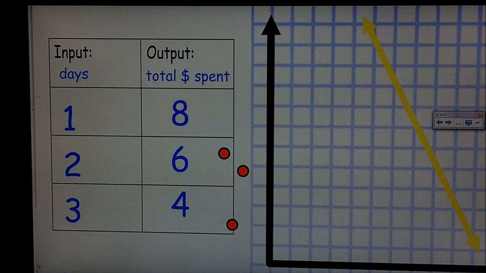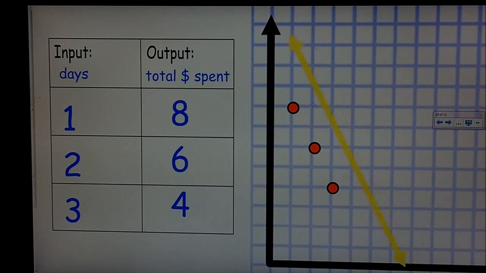If this is our function rule, this would be our function table. After 1 day of spending that money, now she only has $8 left, and so on and so forth. So we're going to go ahead and plot. Remember, input is x, output is y. So I'm going to move over 1, and I'm going to count up 1, 2, 3, 4, 5, 6, 7, 8. I'm going to do the same thing for 2, 2, 4, 6, and the same thing for 3, 2, 4. Like before, you want to make sure that it is a line or linear. So that's all that you need to know about how to graph a function table.